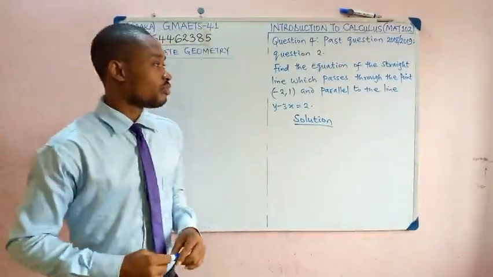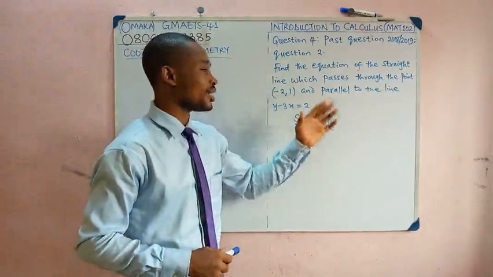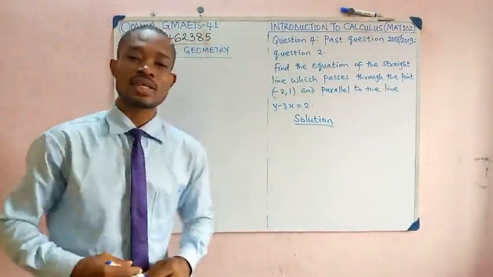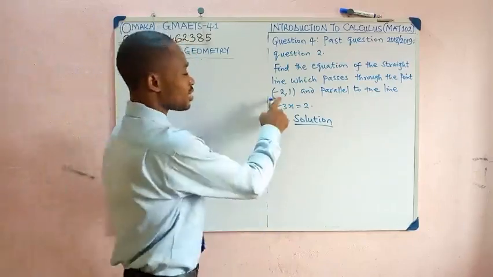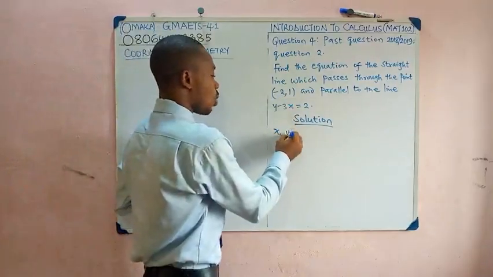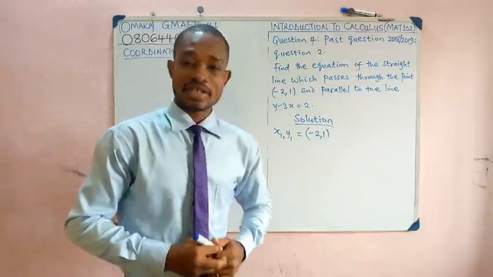We have this question number 4 on the board. We have to find the equation of the straight line which passes through the point minus 2, 1 and is parallel to the line y minus 3x equal to 2. What should we know about this question? Point number 1 is that it passes through the point, let's say x1, y1 equal to minus 2, 1. So this is the point the line passes through.